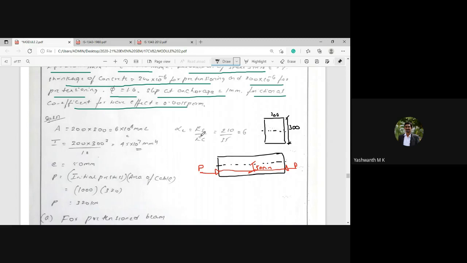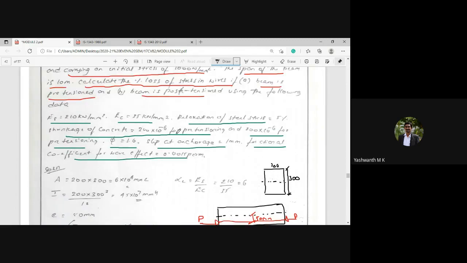Next, one more data which is essential is the modular ratio alpha E, that is ES by EC, the modulus of elasticity of steel and the modulus of elasticity of concrete. A very important thing you need to note here is, whatever modulus of elasticity they have given, please observe the units. The modulus of elasticity of steel is given in kilonewton per millimeter square, and the modulus of elasticity of concrete is also in kilonewton per millimeter square.